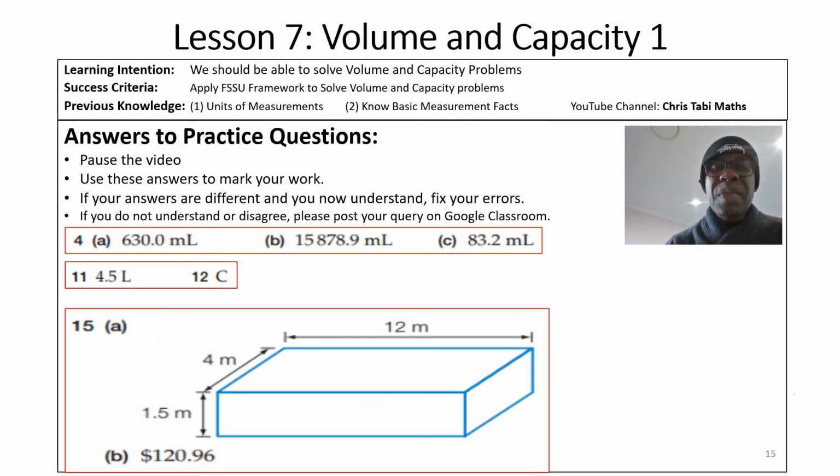Finally, these are the answers to the practice questions. So again, you can pause the video and you can mark your work. Please, if you do not agree with any of those answers there, you can fix your errors, please just do so. If you disagree with the answers here and they don't match what you think they should be, please post your query on Google Classroom and I will answer it for you there.